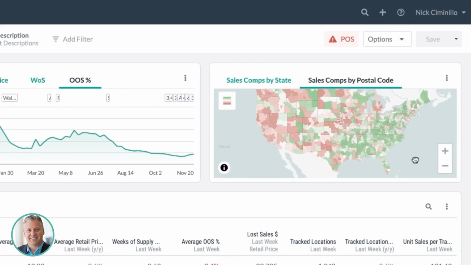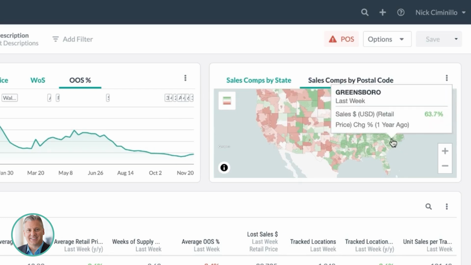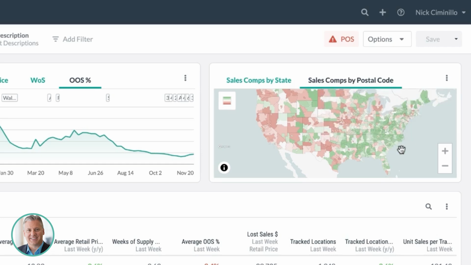Also, the key feature of Alloy is that you can render the data visually by leveraging geolocation. In this case, we are looking at postal area. So you can then really drill in and look at your product performance by postal code.